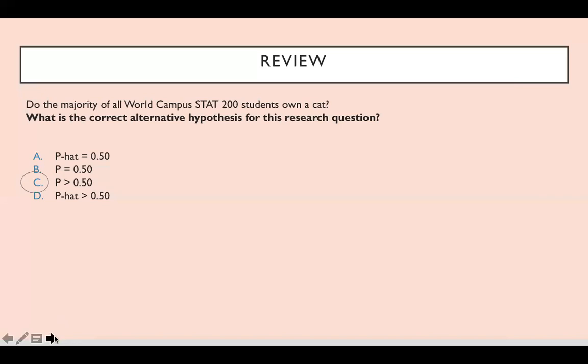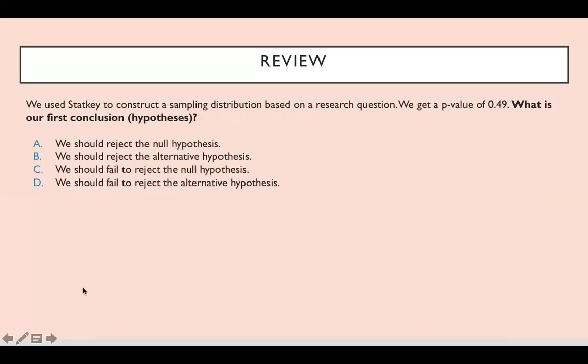All right, on to the next question. We use Stacky to construct a sampling distribution based on a research question. We get a p-value of 0.49. What is our first conclusion in terms of hypotheses?